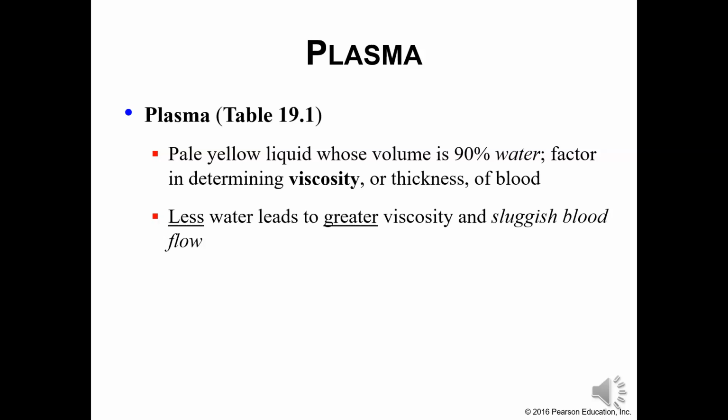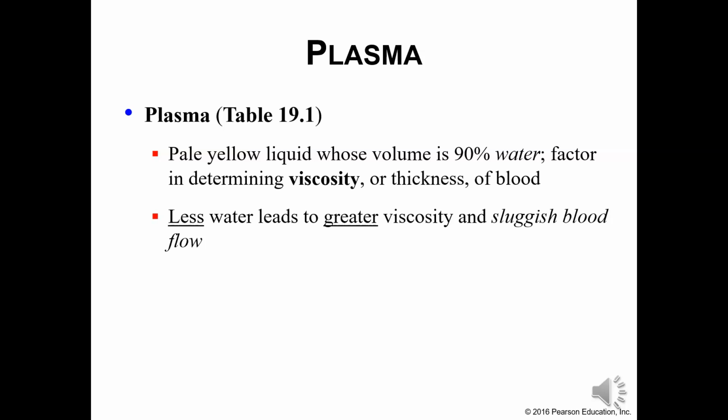Let's look at the plasma more specifically. Remember, your plasma is about 90% water, and it's the amount of water that determines how thick or how viscous the blood is. So that's what we refer to as the viscosity. If you have more water, that means it's less viscous, and if you have less water, it has more viscosity or thickness.